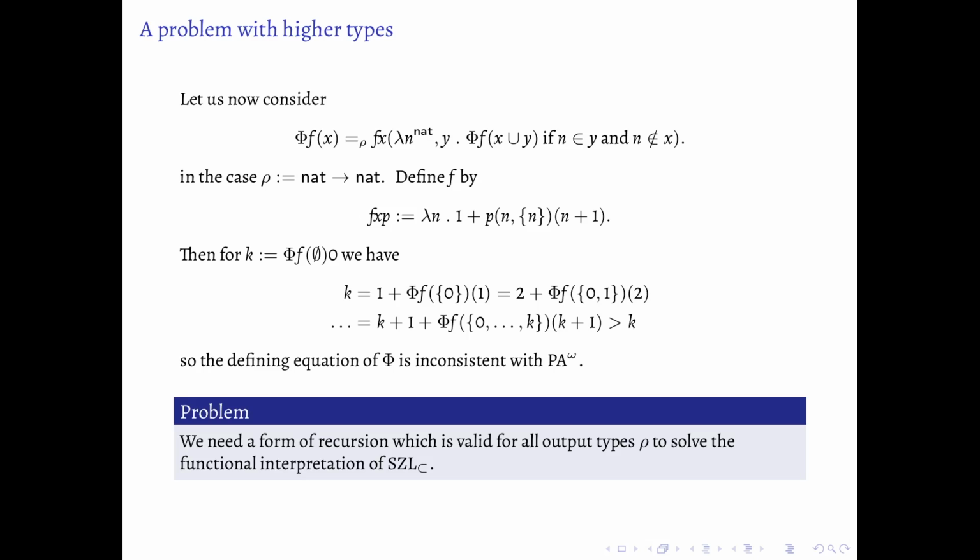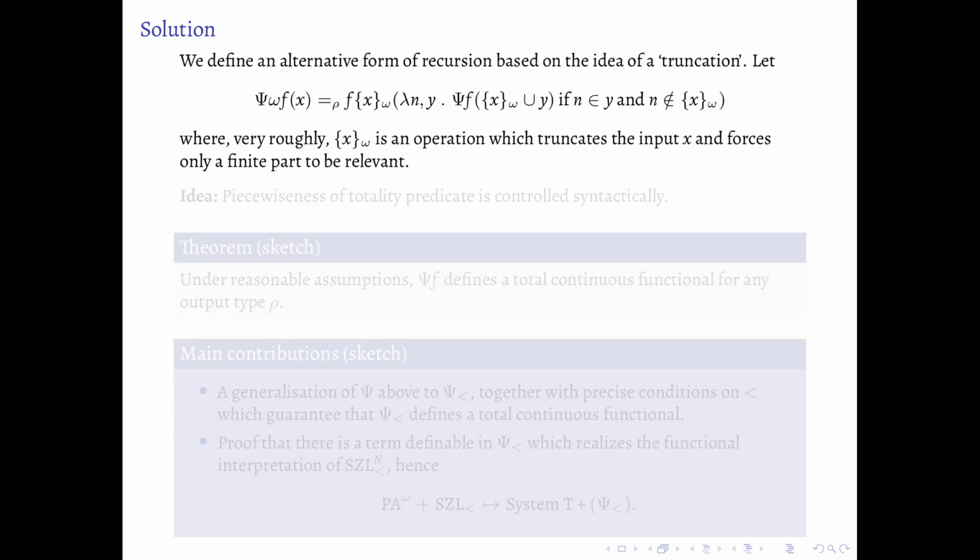And so the solution, and really I'm just going to sketch this in one line, the solution in the paper was to define an alternative form of recursion based on the idea of a truncation. So roughly what this is, this is just my ordinary form of recursion that was on the previous slide, so it's recursion over the proper subset relation, but here I build into the recursion scheme an additional operation which truncates the input explicitly. This can't be done implicitly using continuity, so I force the input to be truncated explicitly using an additional argument, an additional parameter.